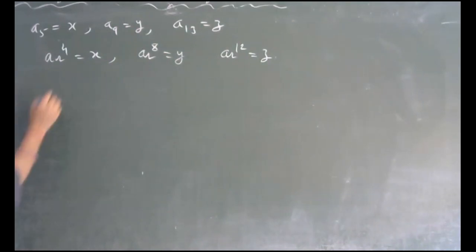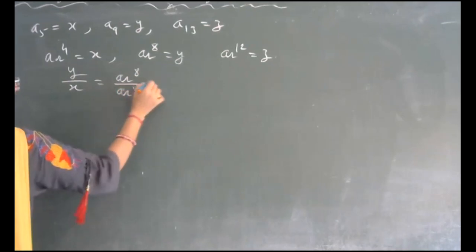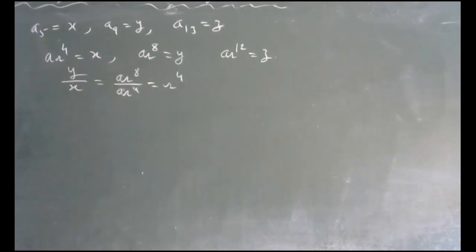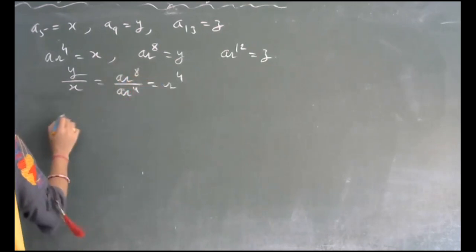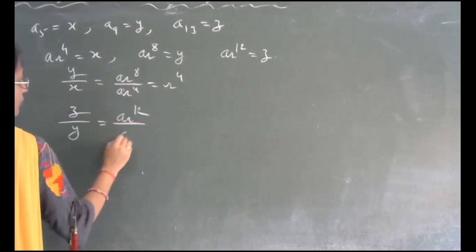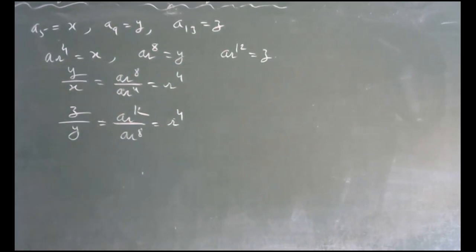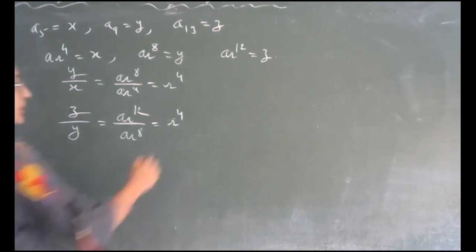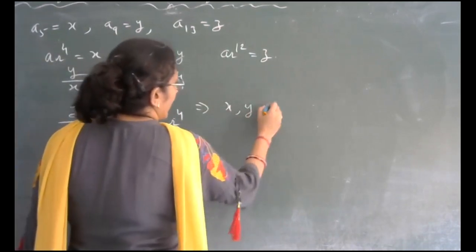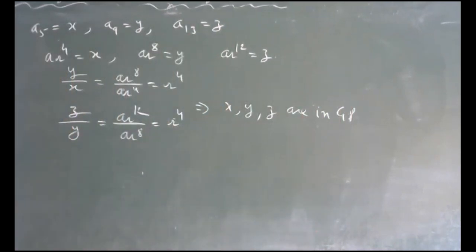So you have to find here the ratio Y over X. A r raised to power 8 over A r raised to power 4 is r raised to power 4. Powers will be subtracted. Then Z over Y, A r raised to power 12 over A r raised to power 8, is also r raised to power 4. Both are equal. So this statement is true, that these are in GP, which implies X, Y, Z are in GP. So these will also be in geometric progression. The statement is true.